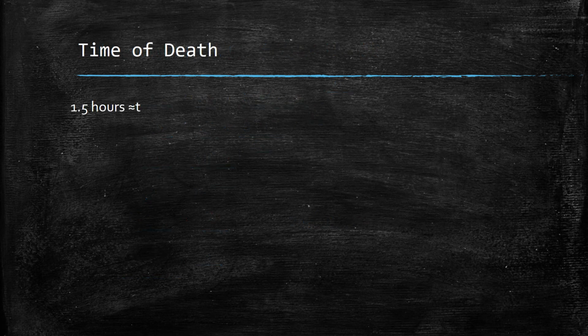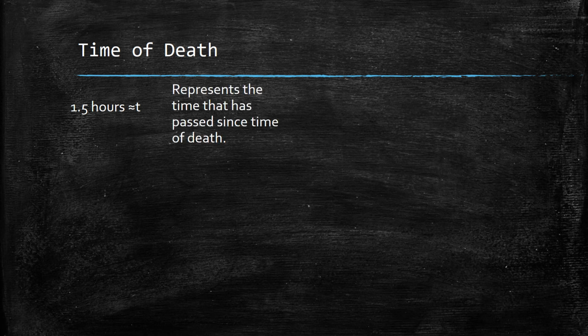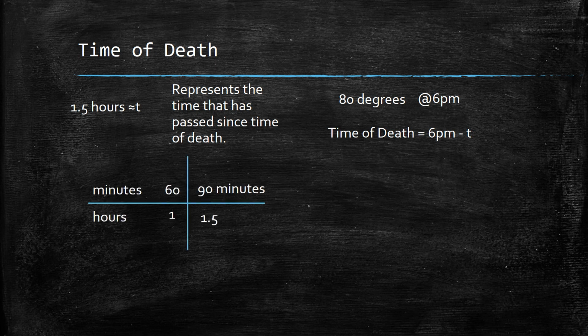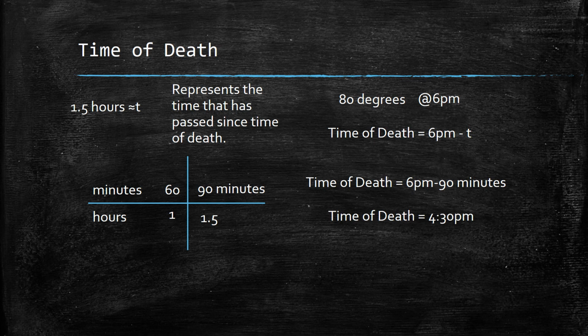Now what does 1.5 hours mean? Well, this number represents the time that has passed since time of death. Now keep in mind that in the previous equation we used 80 degrees. This was the temperature of the body at 6 p.m. Therefore, time of death equals 6 p.m. minus t. I found it easier to convert 1.5 hours into minutes. Once you do this, you get 90 minutes. Therefore, our time of death equation becomes 6 p.m. minus 90 minutes. Therefore, time of death equals 4:30 p.m.